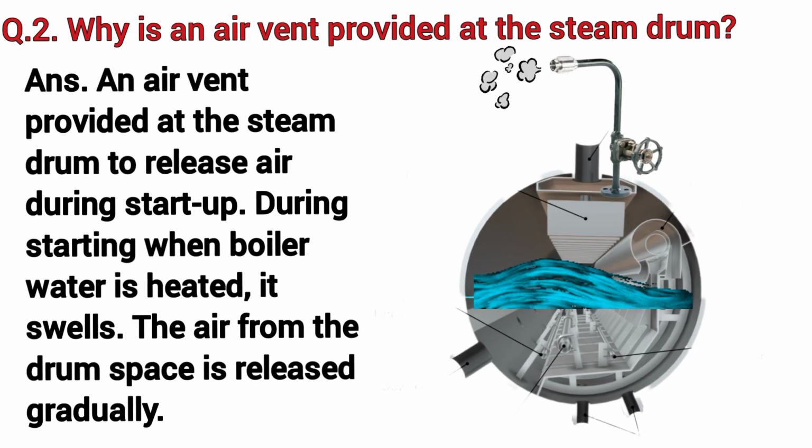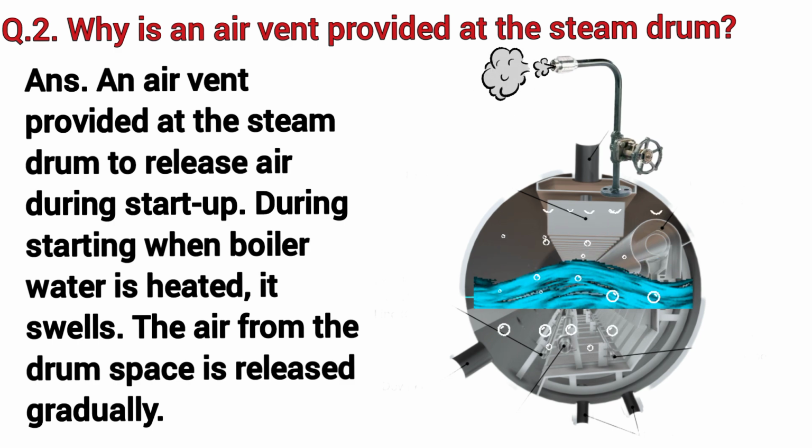An air vent is provided at the steam drum to release air during startup. During starting, when boiler water is heated, it swells. The air from the drum space is released gradually.